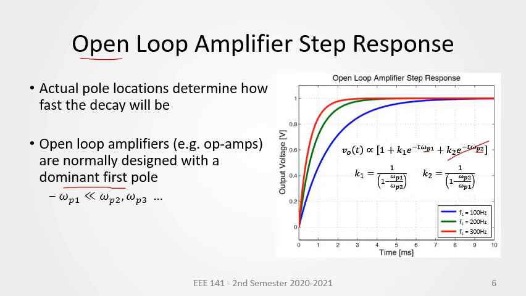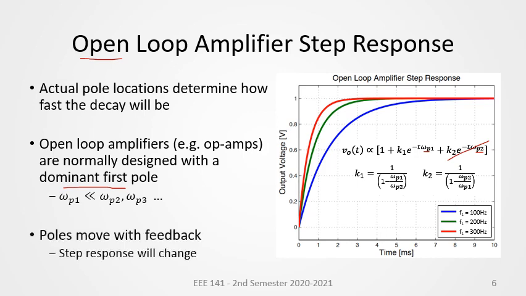Shown here are normalized plots for the different pole frequencies. Note that for different dominant pole frequencies, in all three cases, the term related to the second pole is negligible. As can be seen from the plot, the larger omega p1 is, the faster the decay, and the faster the output reaches its final value. Note that with our assumptions, f1 will be the bandwidth of the amplifier. Thus, the larger the bandwidth, the faster the response.